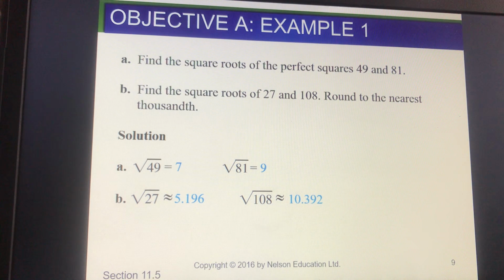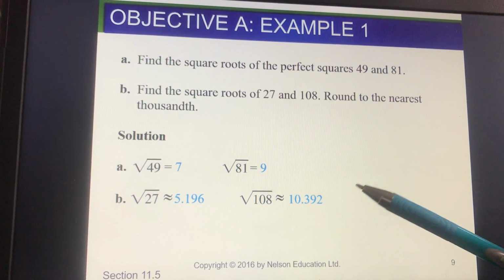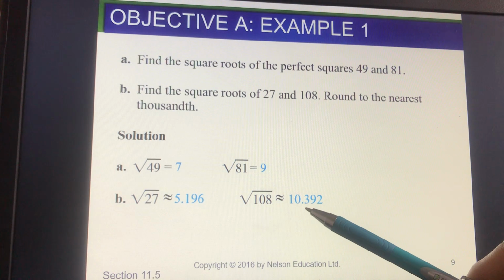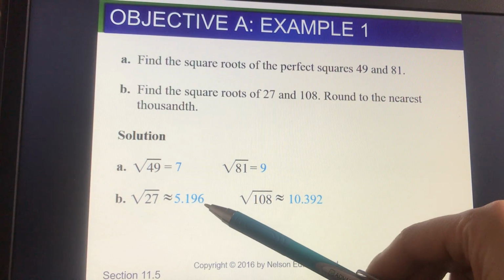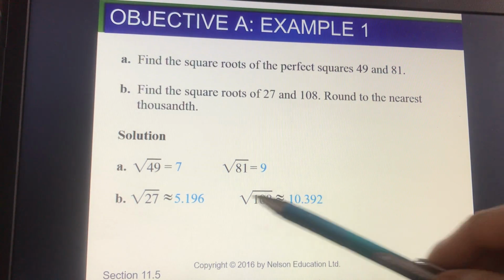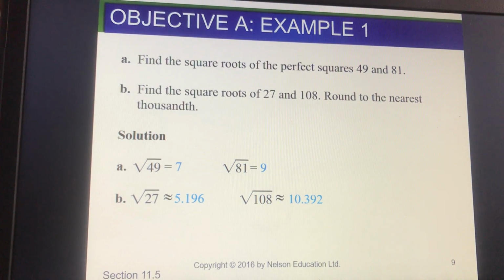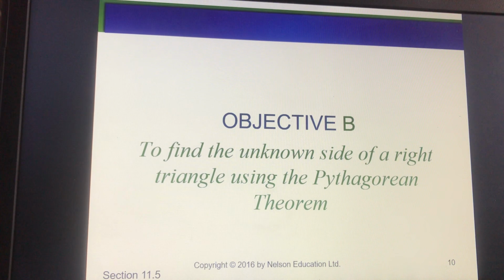49 and 81 are perfect squares, so the square root of 49 is 7, and the square root of 81 is 9. The square root of 27 is approximately 5.196. And the square root of 108 is approximately 10.392. As you can see, this book is suggesting that we use 3 decimal digits. You can round up or down after 2 decimal digits, but I suggest 3, and I'll go with that. It's a good approximation for what we will be doing.